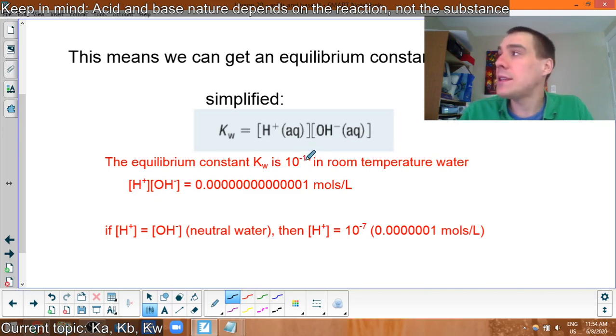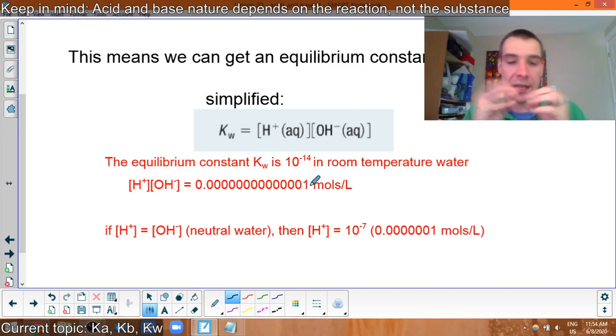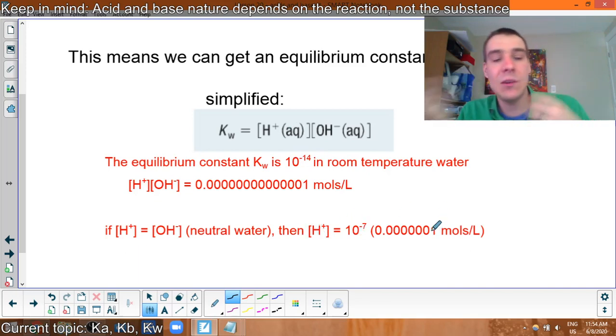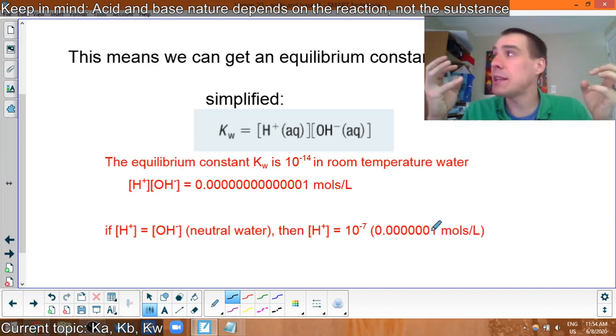That's 10 to the minus 14, very, very small. That means H+ times OH- is 10 to the minus 14. If you want to find it in neutral water, if H+ is going to equal OH-, that's like X and X, so it's X squared. You square root it, you get 10 to the minus 7. If you think about your exponent rules, right? The square root of 10 to the minus 14 is going to be 10 to the minus 7. So about 1 in every 10 million water molecules is split at any given time.